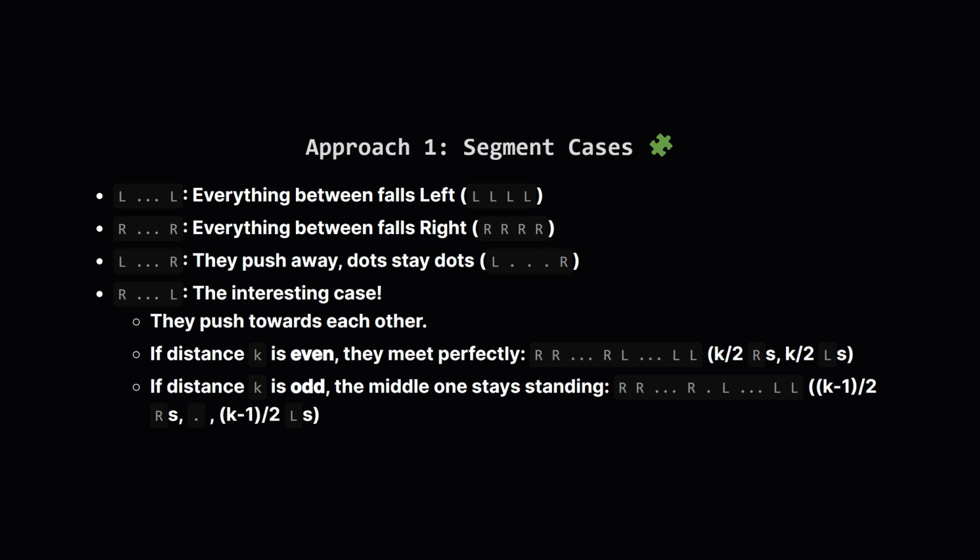The most interesting case is R at I and L at J, like R dots L. They push towards each other. If the number of dots between them is, say, K, they'll race towards the middle. If K is even, they collide perfectly, and you get half R and half L. If K is odd, there's a single domino exactly in the middle that gets pushed from both sides simultaneously, so it stays standing. You get some R's, then a dot, then some L's.